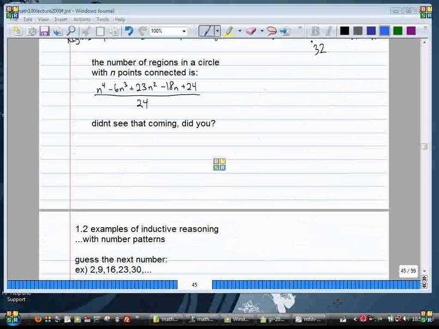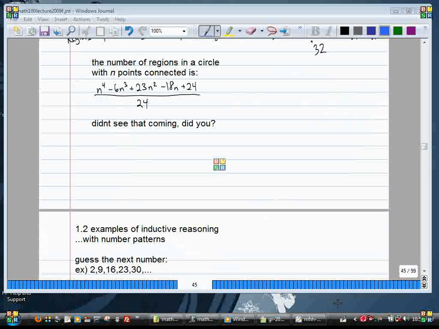So let's go ahead and use some of our newly refined reasoning skills and apply them to these number patterns. All right. So first we're going to start off with this one. Of course, this is section 1.2 now. So guess the next number. 2, 9, 16, 23, 30.